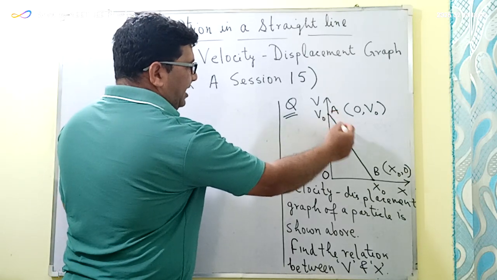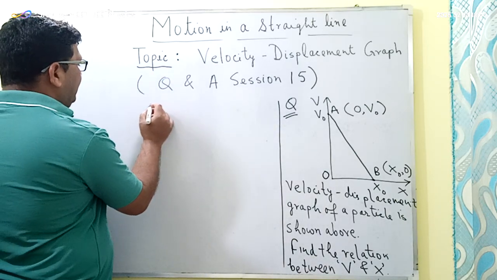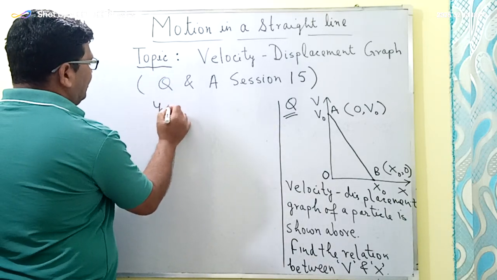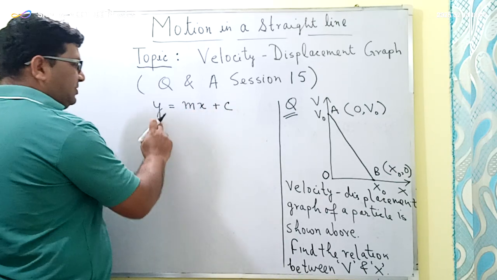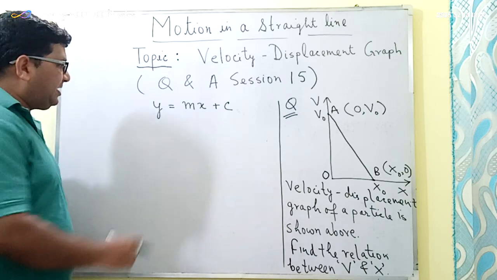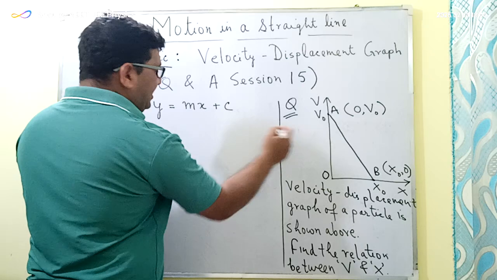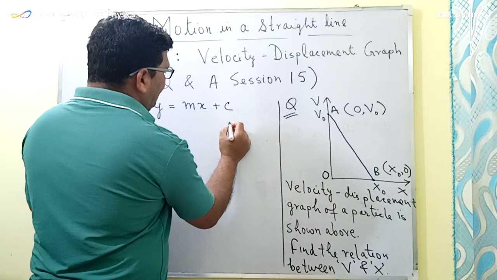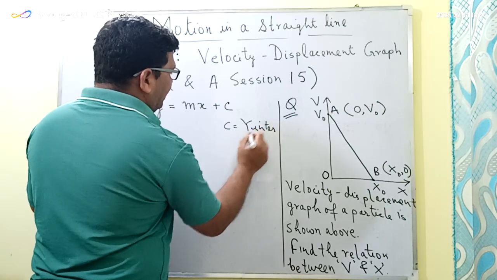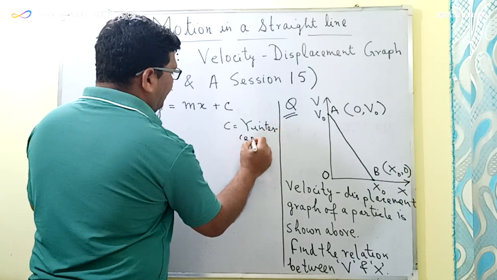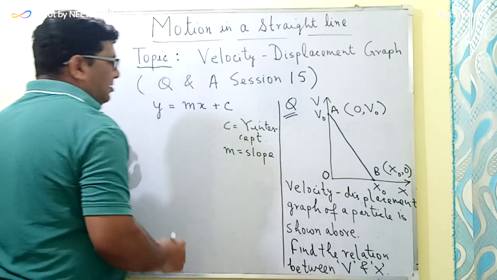So here this line AB is a straight line, and for a straight line we know that the standard equation is given by this formula, that is y is equal to mx plus c, where c is the y-intercept and m is the slope of the line.